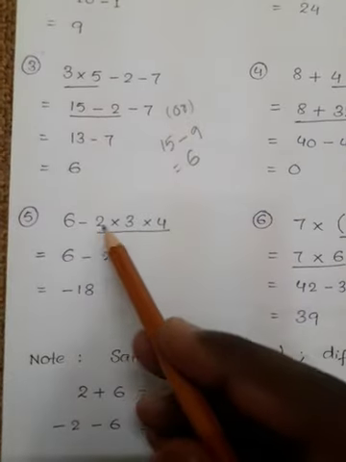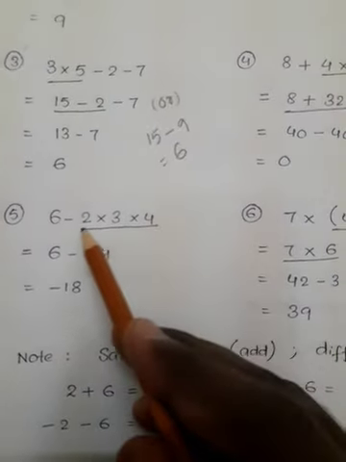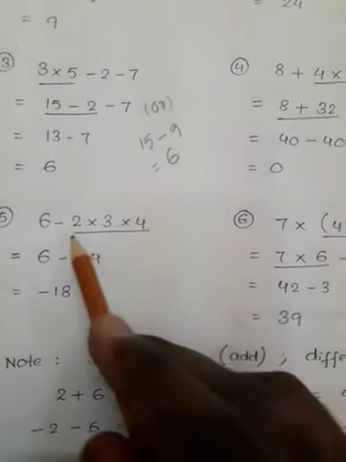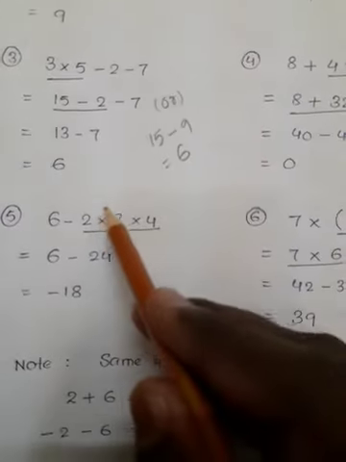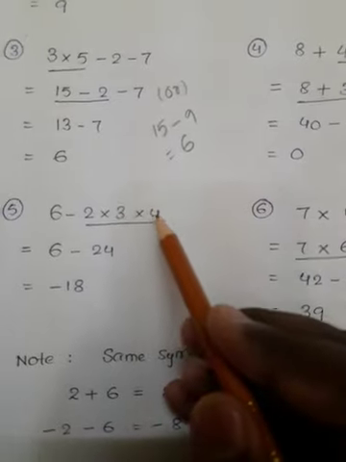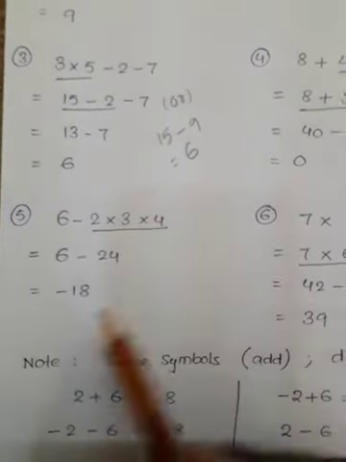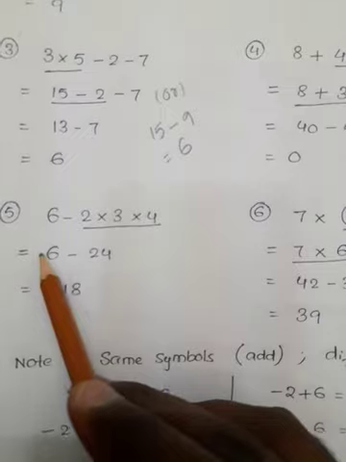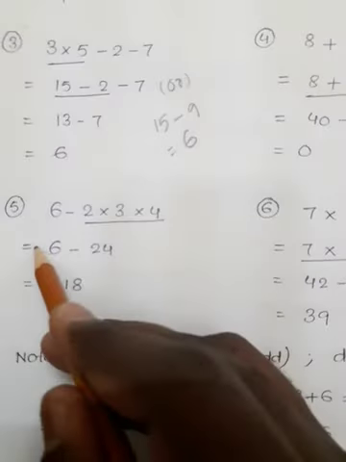Again here, 6 minus 2 multiplied by 3 multiplied by 4. There are three numbers multiplied together. You can multiply all together. 6 minus 2 3s are 6, 6 4s are 24. Like 4 3s are 12, 12 2s are 24. Okay. Now before 6 what symbol do you have? Nothing means plus. That means different symbols, right or no?